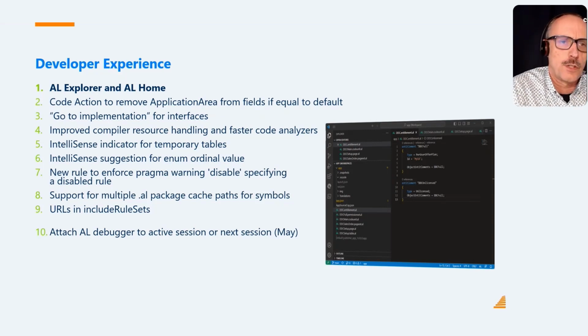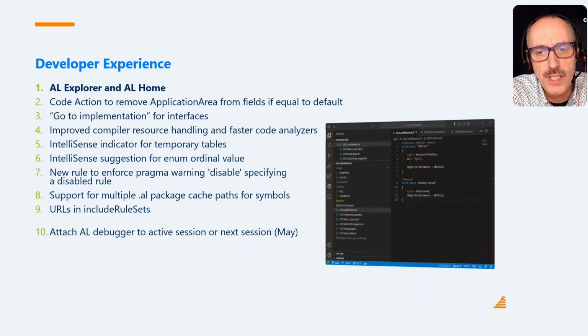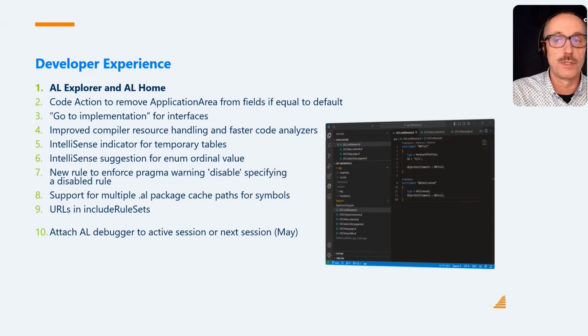Then we get something called code actions to remove the application area setting from fields on pages. In earlier versions of AL, if you created a page and put a field on the page, you had to specify an application area for each field specifically. But since the last release, you can also have an application area setting on the top of the page, so a general setting. And now there's a code action in Visual Studio Code that helps you to remove the application area setting from fields if it is equal to the setting from the page. So it's just to clean up your page definition.